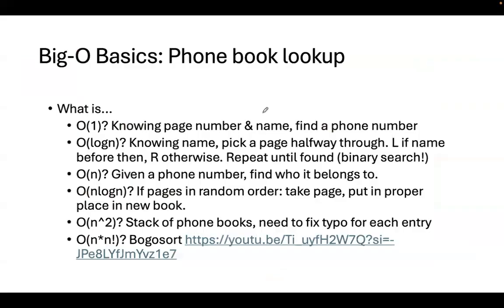Okay, so I'm going to give you some examples. So let's say we're going through a phone book. An example for a constant time algorithm is, let's say I know the page number and I know the name that I'm looking for. So I know not only what I'm looking for, but also where it is. And so I just open the phone book to that page and then find the name.